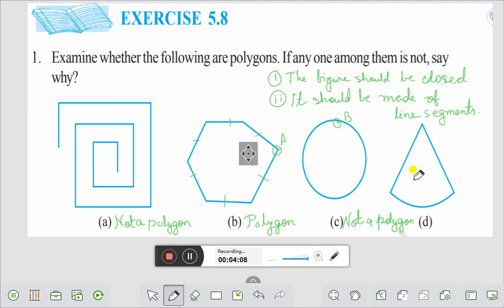Right? Now, question number D. Here you see, suppose I take this point as C point, right? It starts from here, goes here, and again comes back to the same point C. It is a closed figure, but this is a line segment, this is also a line segment, but this is not a line segment. It is a curve. Therefore, we say that it is not a polygon, right?